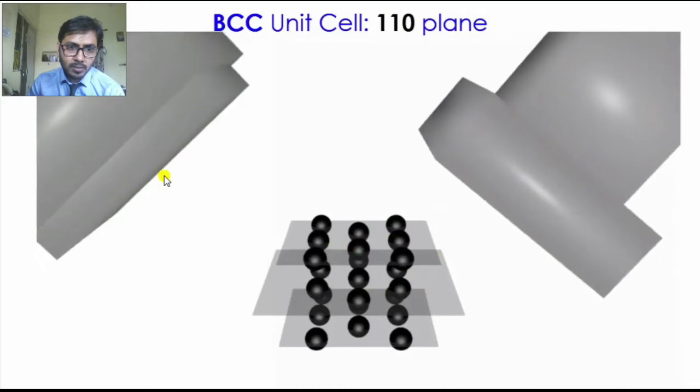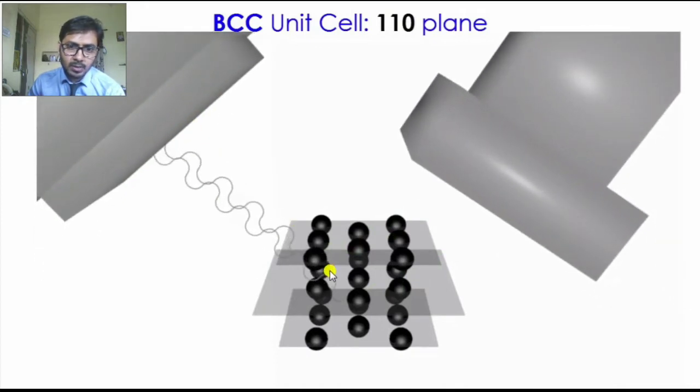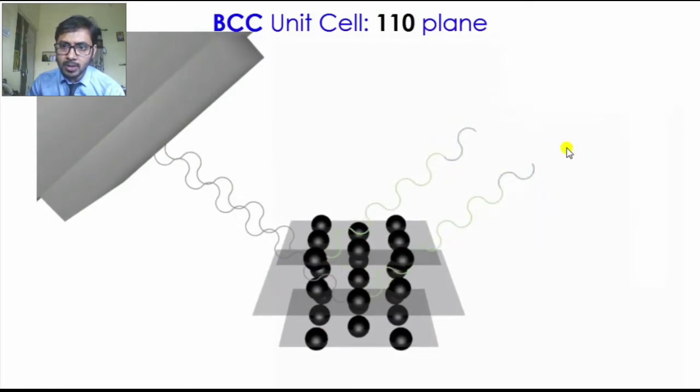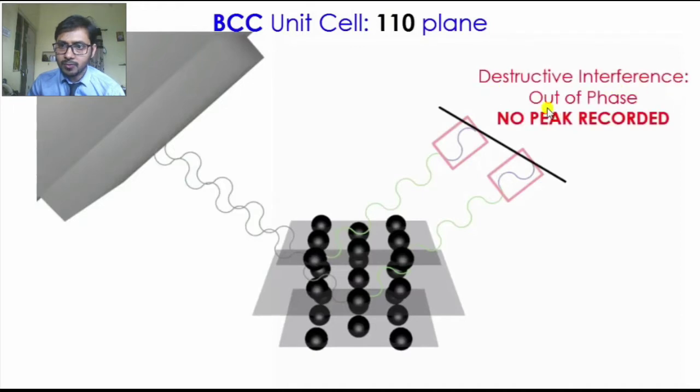Now if I change this angle of incidence, then the scattered angle also changes. At that time they do not satisfy the Bragg's equation, so a destructive interference pattern is produced. Here it is not following the Bragg's condition; the destructive interference is out of phase, so no peak is recorded. Likewise, if we change the angle for different atomic densities, then it may either follow the Bragg's condition or not. If it follows the Bragg's condition, the peak is recorded, otherwise not.